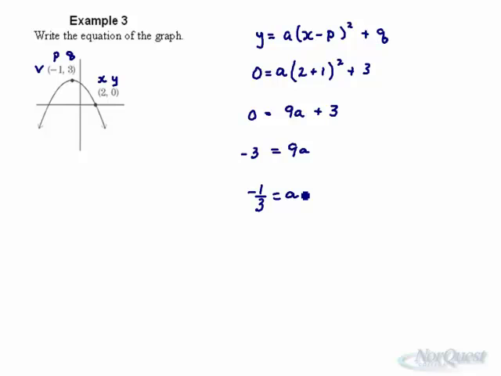Now this value, if you understand the properties, should make sense. The graph opens down. That means our a value better be negative. It is. So when you want to write the equation, all you do is you put in just a, p, and q, because you want to describe every point of x and y, not just the point 2, 0. So you put in a, negative 1/3, x plus 1 squared plus 3.